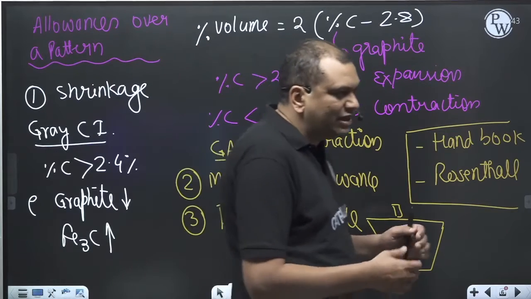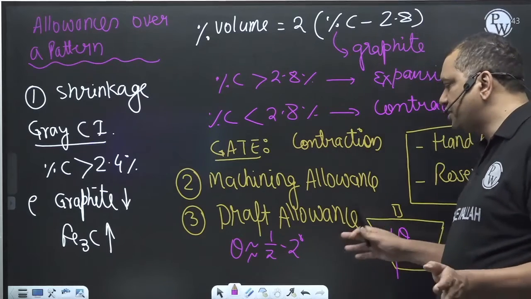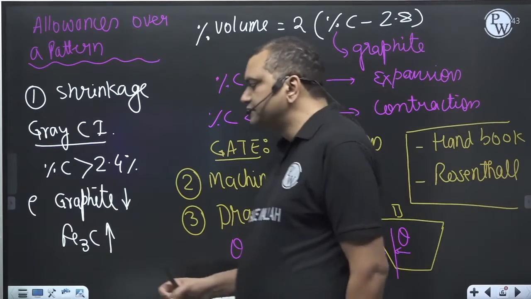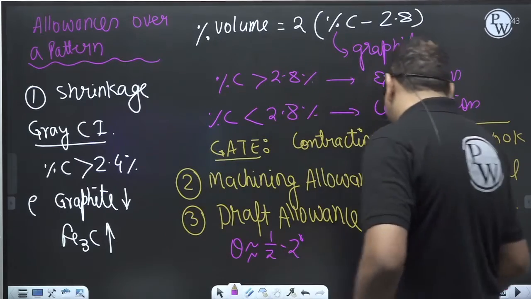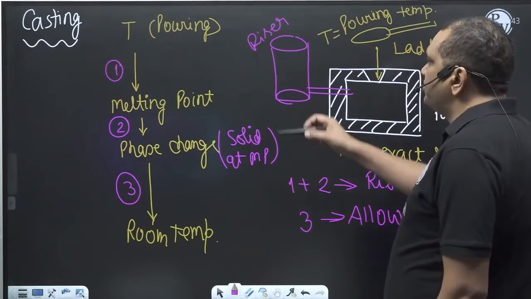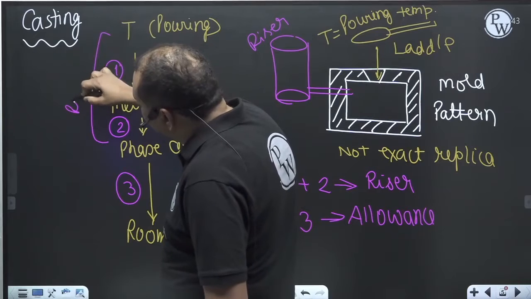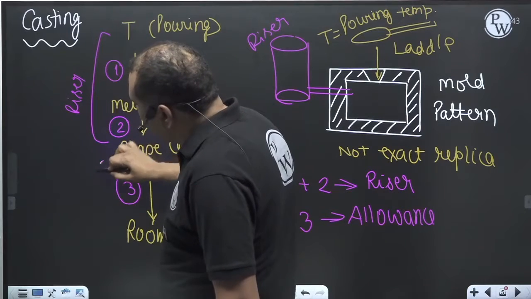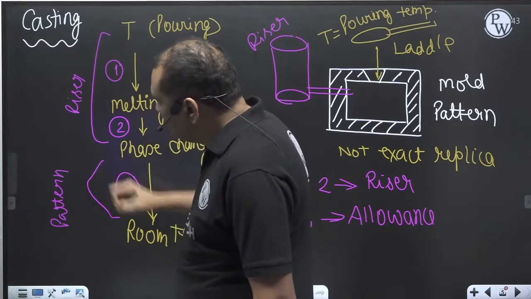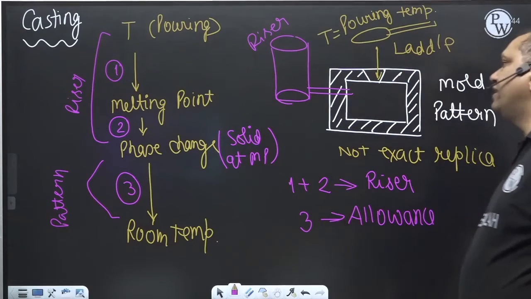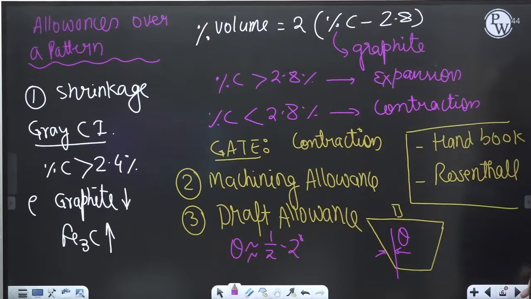Anyway, there are many, many allowances. In the full course, we will discuss all the allowances. But here, because it's a one-shot crash course, we will discuss only the important ones. So the first two allowances will be taken care of by the riser, and the third will be taken care of by the pattern.